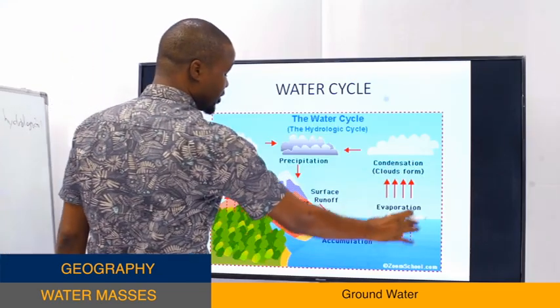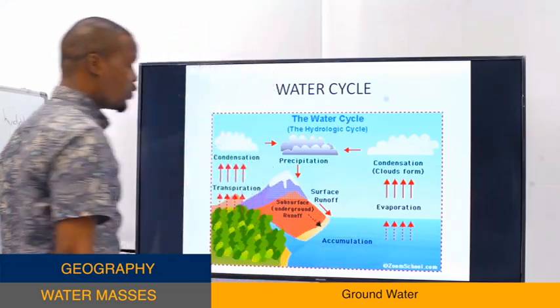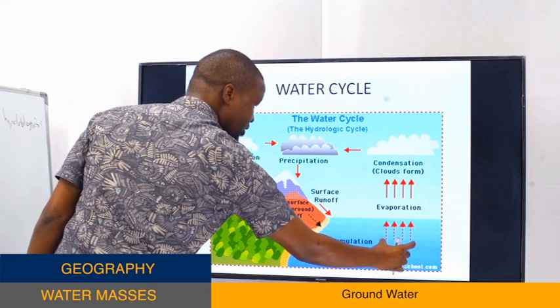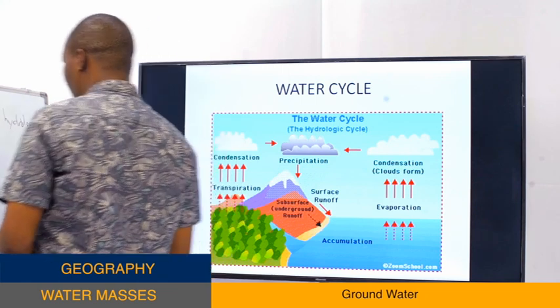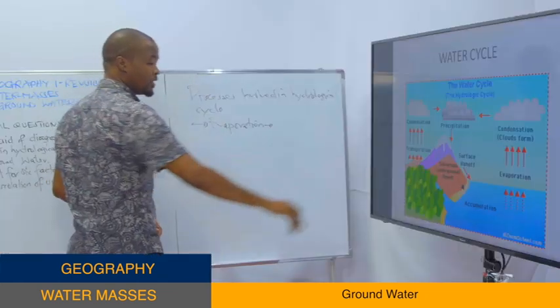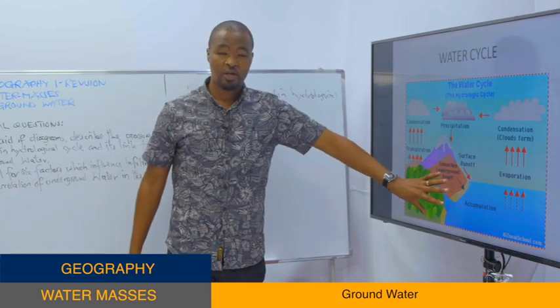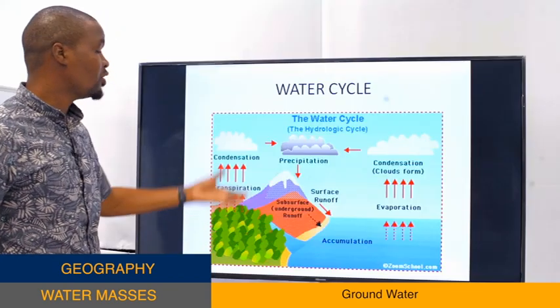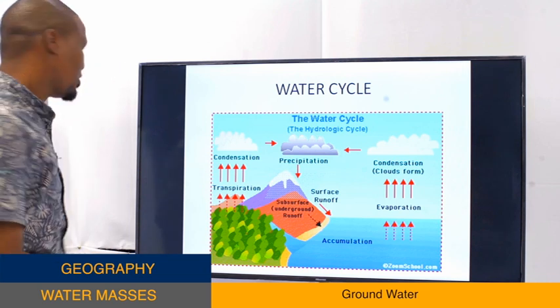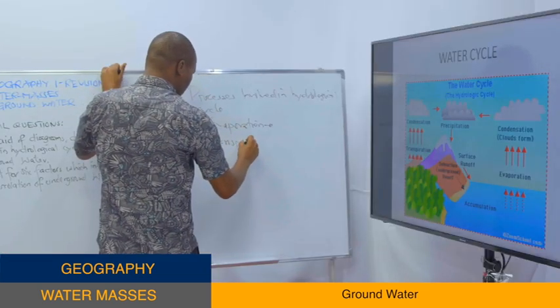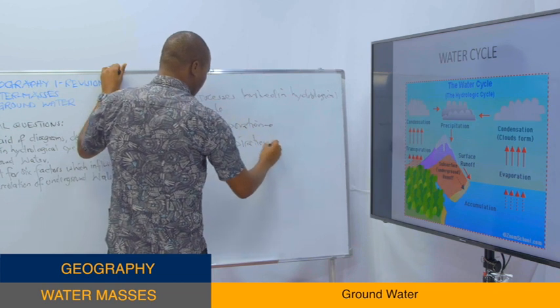Most of the time, evaporation occurs in areas with water bodies. As you can see right here, there is evaporation: the loss of water from the ground into the atmosphere. We call it evaporation. Transpiration refers to the loss of water from the vegetation. You see? The loss of water from the vegetation into the atmosphere, we call it transpiration. It means this is the second process in the hydrological cycle, transpiration.